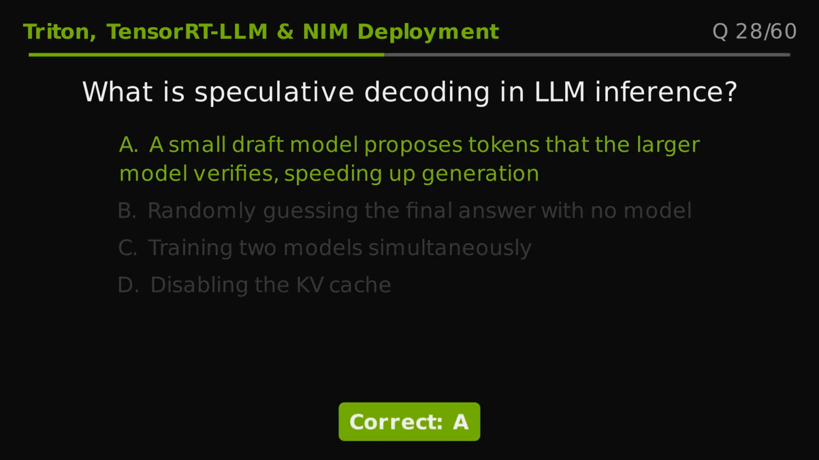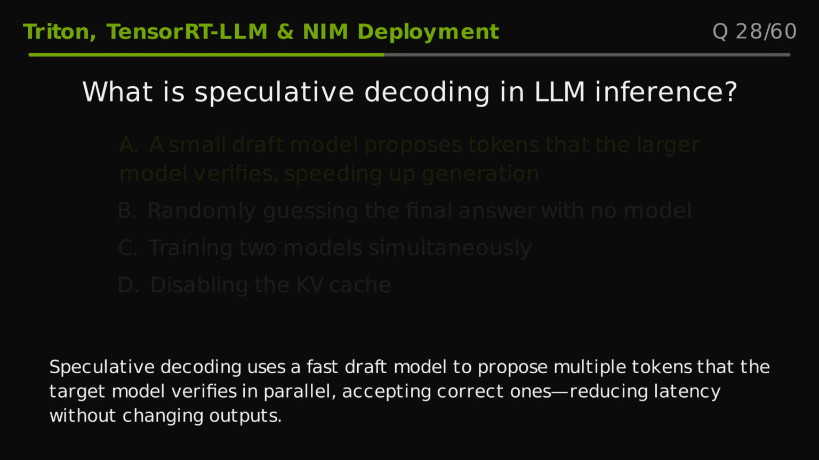The correct answer is A. Speculative decoding uses a fast draft model to propose multiple tokens that the target model verifies in parallel, accepting correct ones, reducing latency without changing outputs.